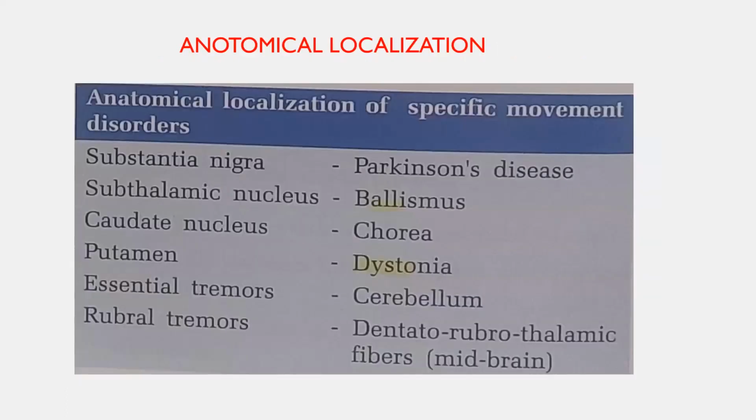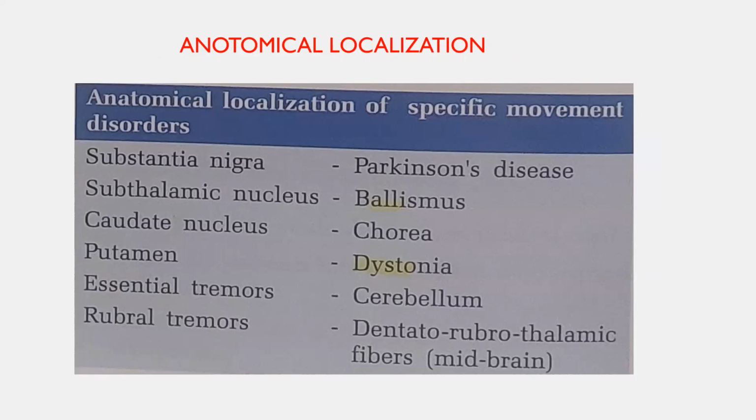So let us come to the anatomical localization. Various brain structures are involved in movement disorders. Any disease involving the substantia nigra, particularly pars compacta, will result in Parkinson's disease. If the subthalamic nucleus is involved, it causes ballismus. Caudate nucleus predominantly causes chorea. Putamen will be affected in dystonia.